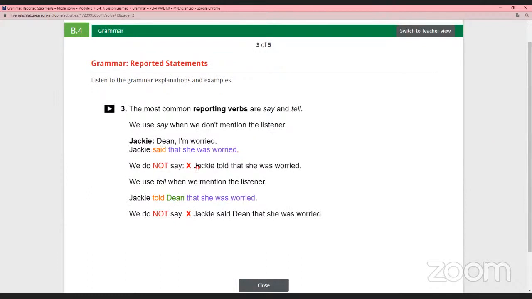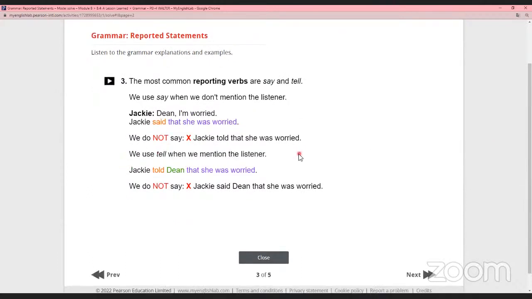And now let's continue with the second reporting verb, and it is tell. We're going to use tell when we mention the listener, right? Jackie told me, Jackie told him, Jackie told them, Jackie told us, Jackie told Dean, Jackie told Maria, okay? So as we mention the listener, then we continue with the reporting part. It's going to be incorrect if I say Jackie told that, told to whom, right? There is no listener, so this is incorrect. The correct one could be said.